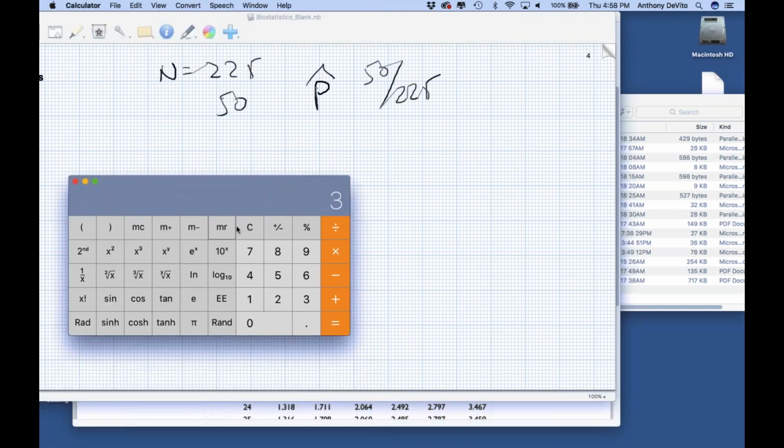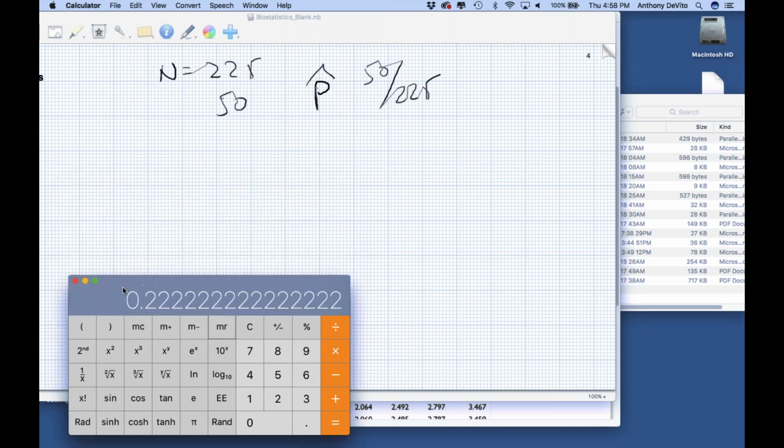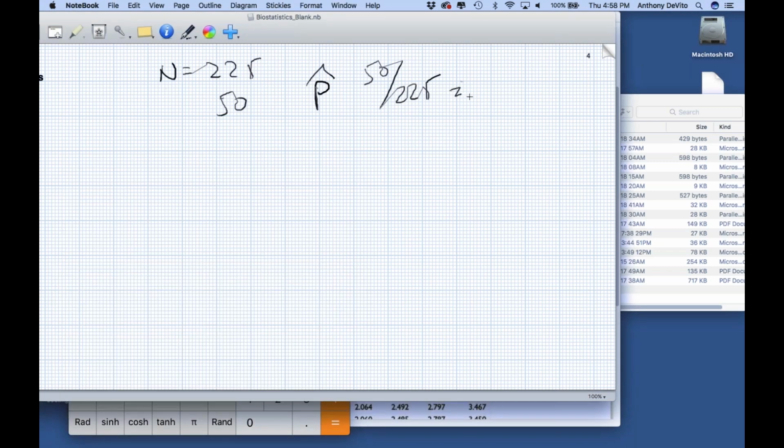So let's find out what that proportion is. 50 divided by 225 is equal to 0.222. About 22%, a little bit more than 22% of the sample is diabetic. What about the population p? What do we know about that? Well, we don't know what that is. All we know is what we know about the sample.